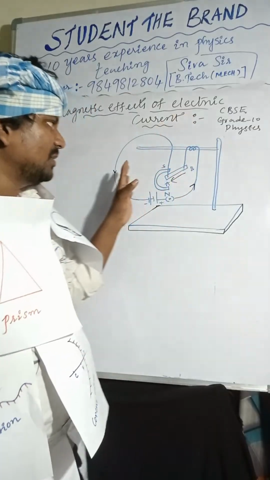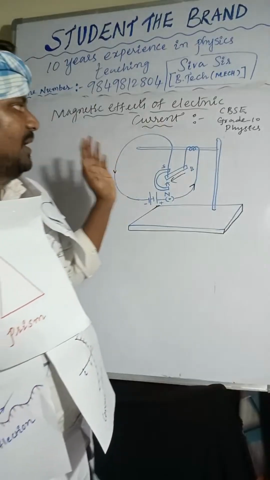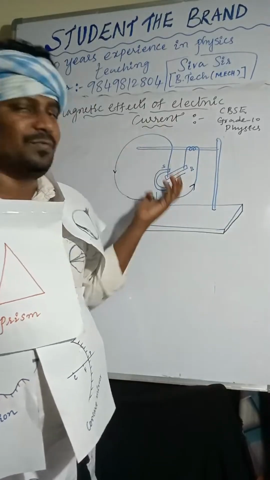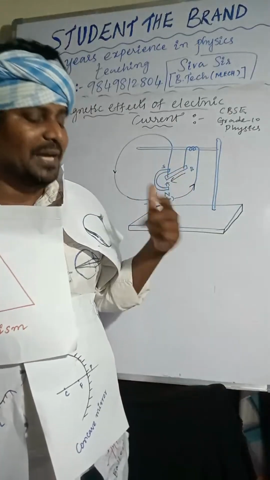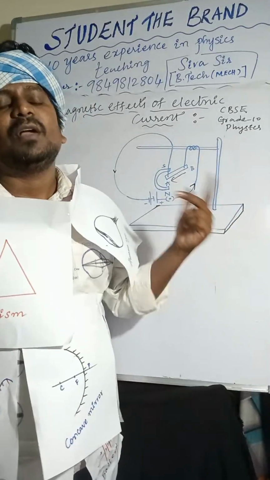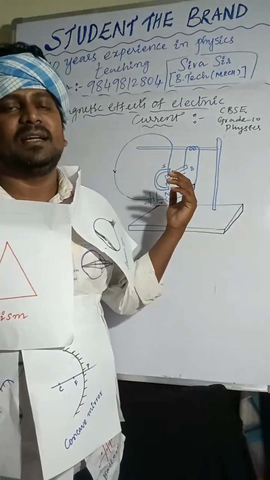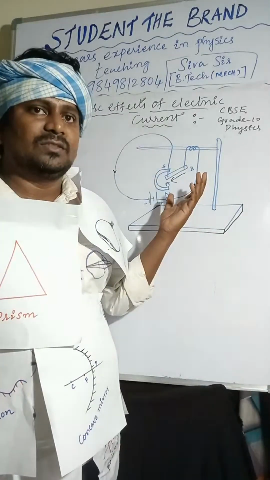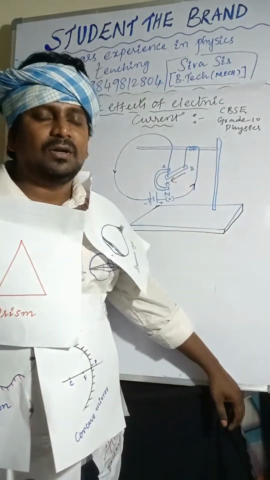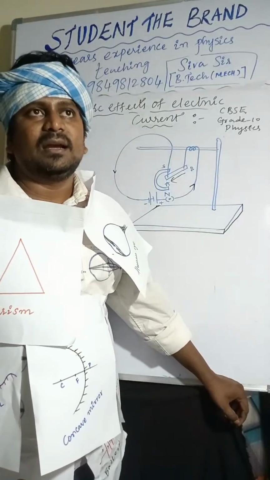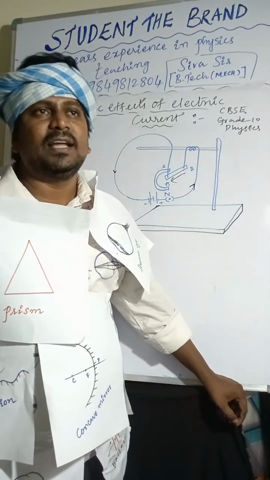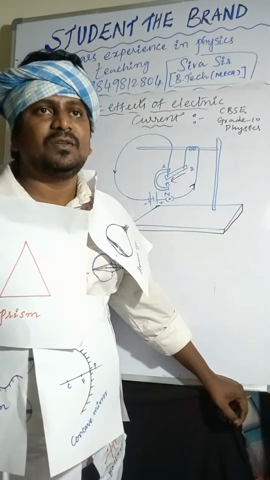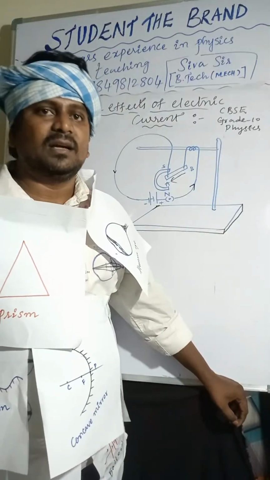This is about a current carrying conductor placed in the external magnetic field. It experiences a force, and by using Fleming's left hand rule, we can identify the force acting on the conductor. I hope it is very clear.